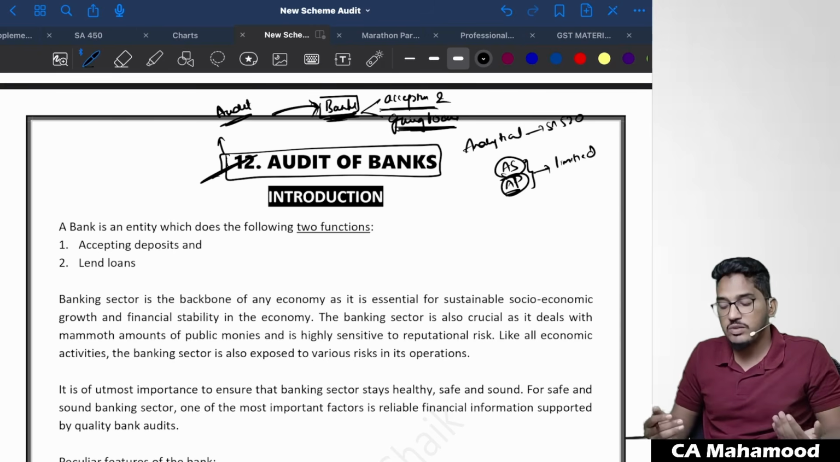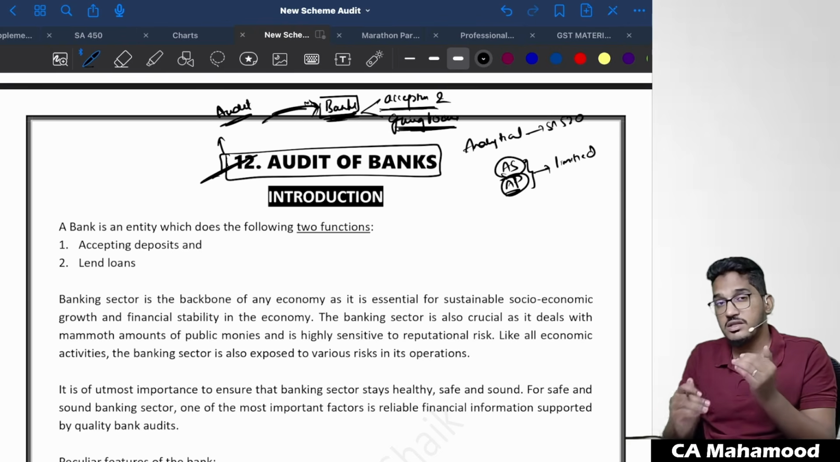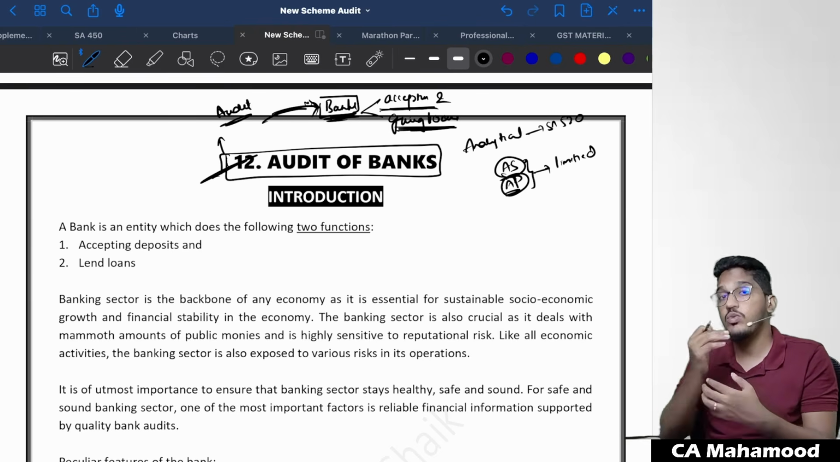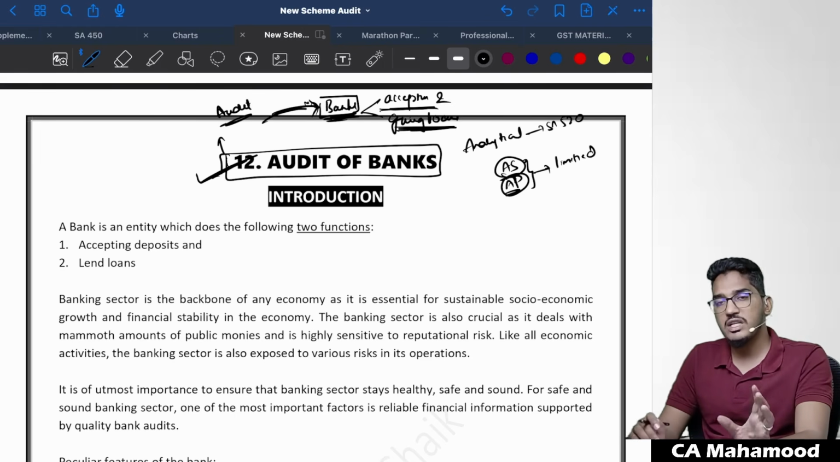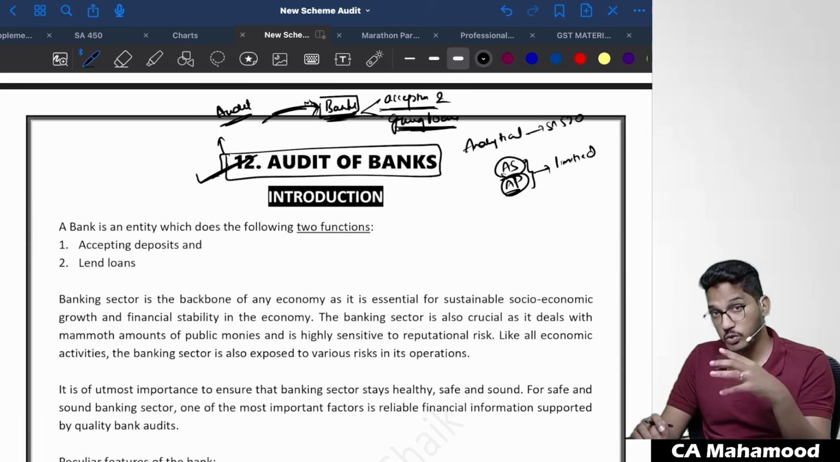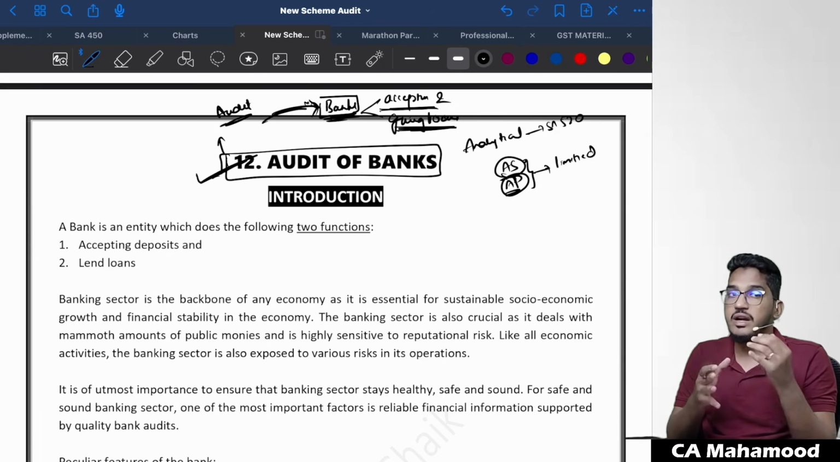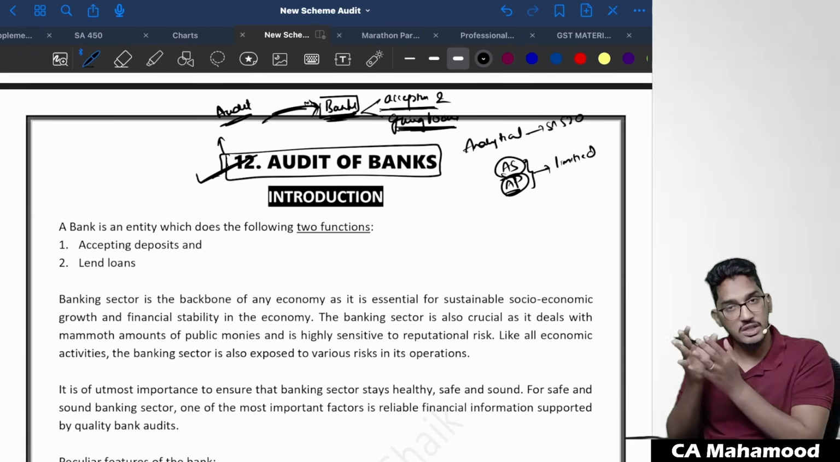So in this chapter, we are going to talk about how to conduct the audit of banks. But let me tell you one thing: this chapter talks very little about audit-related matters. This chapter talks more about the functions and activities of the bank. Even though the title is Audit of Banks, you will find very few questions relating to audit. You will find more questions regarding the functions and operating activities of the bank.